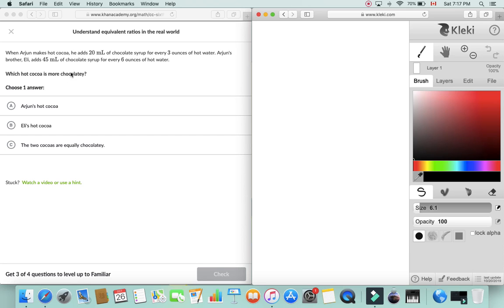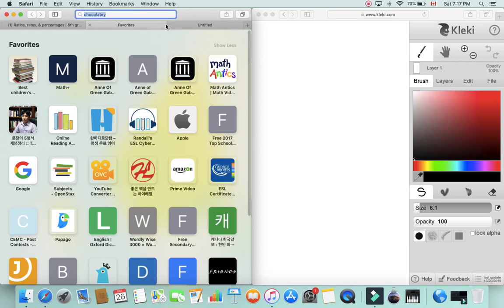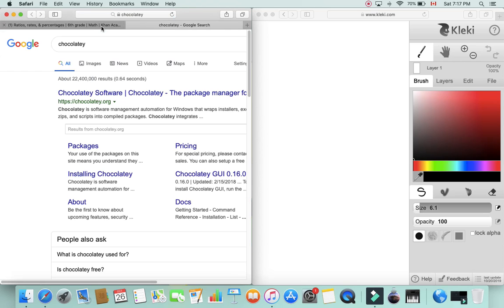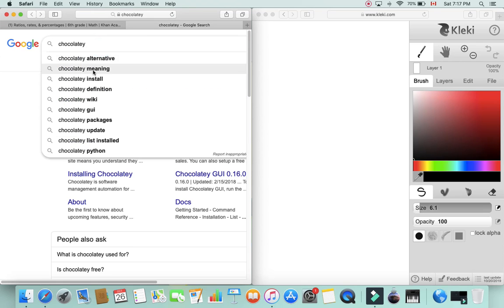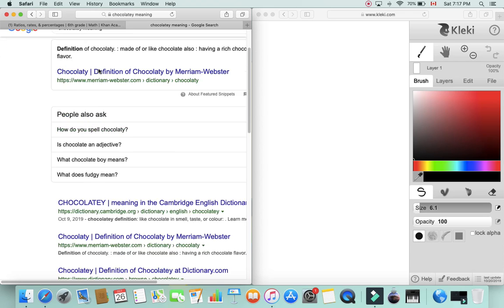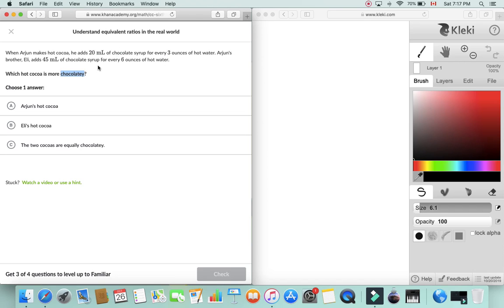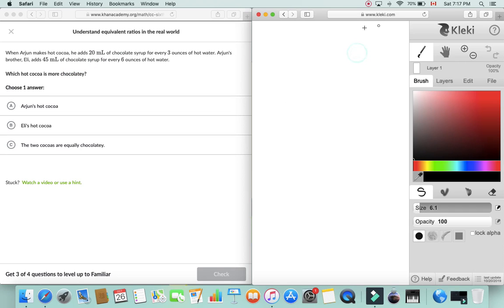Is that a word? Wait, I'll be right back. I think it's not a word, but I think it is a word. It's a word, y'all. See? It's a word. Chocolatey. Wait, please. Yeah. It's not in the dictionary, but people say it's a word.